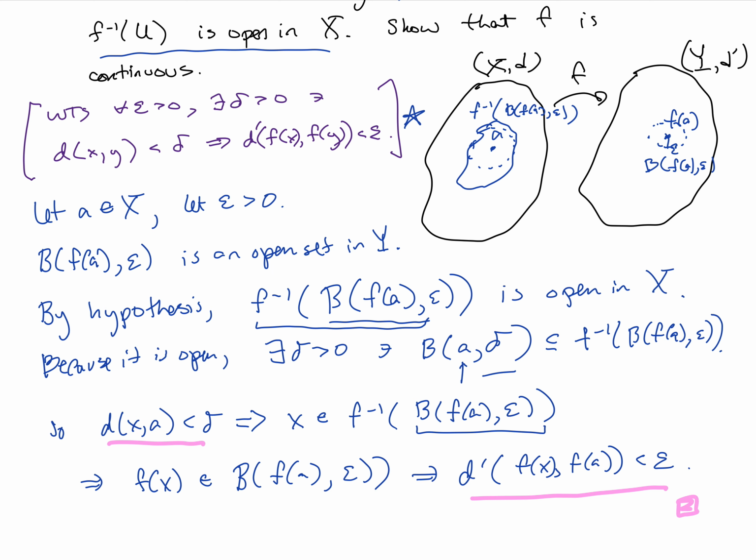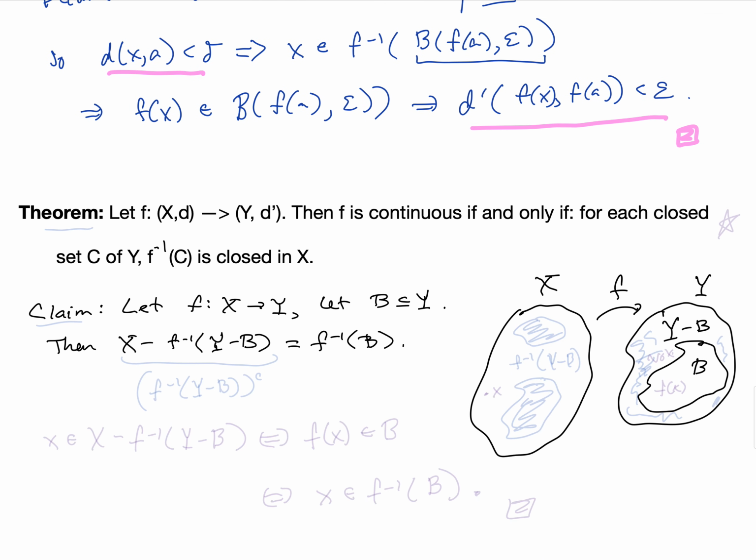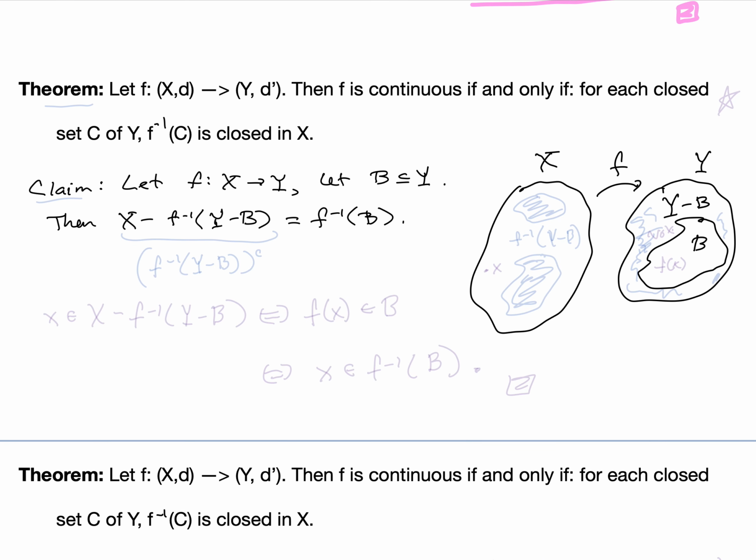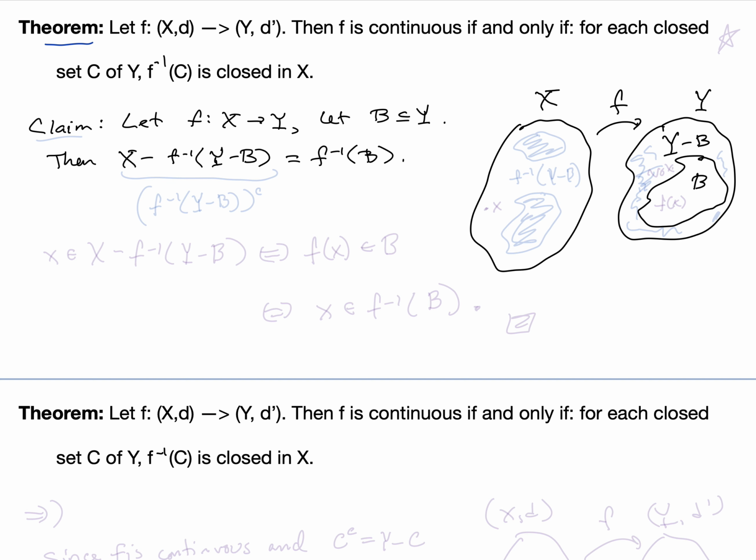The last theorem in this section relates continuity to closed sets. It says that if f is a function mapping a metric space (X, d) to a metric space (Y, d'), then f is continuous if and only if, for each closed set C, f inverse of C is closed in X. Before we get to the proof of this theorem, let's prove something intermediary.